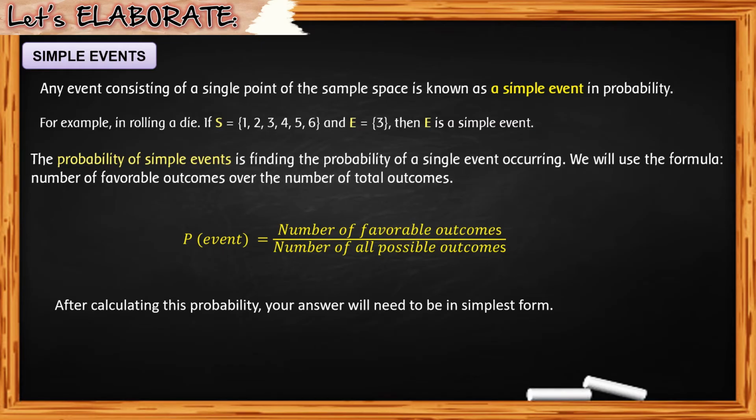Now let's have here the simple events. Any event consisting of a single point of a sample space is known as a simple event in probability. For example, in rolling a die, if the sample space is 1, 2, 3, 4, 5, 6 and the event is 3, then E is a simple event. The probability of simple events is finding the probability of a single event occurring. We will use the formula: the number of favorable outcomes over the number of total outcomes. After calculating this probability, your answer will need to be in simplest form.